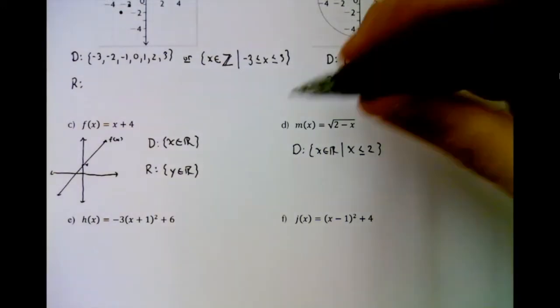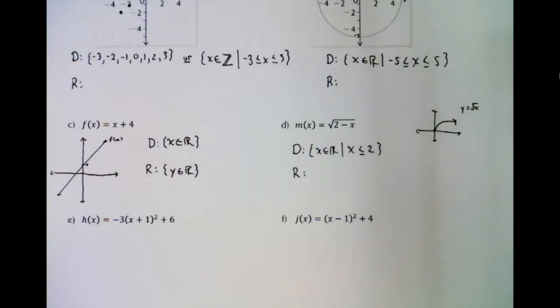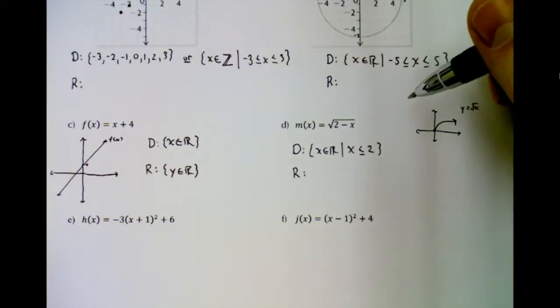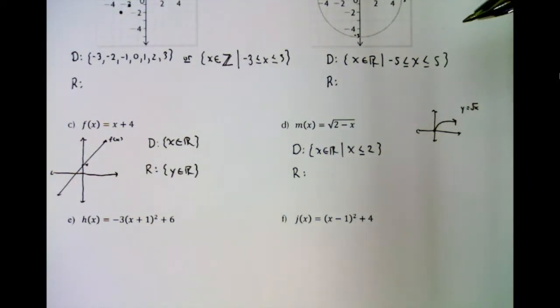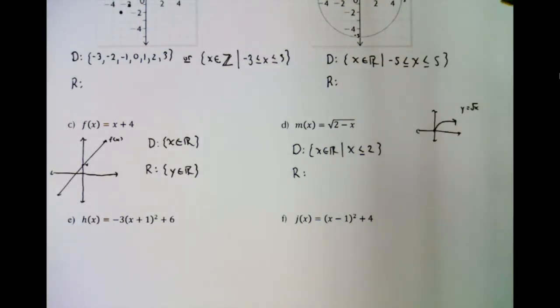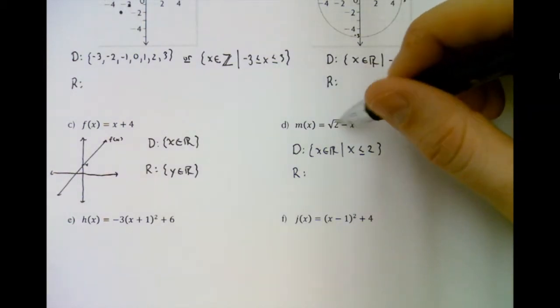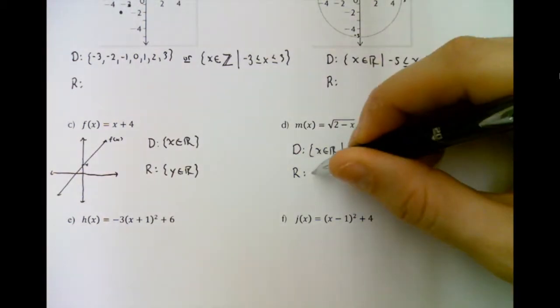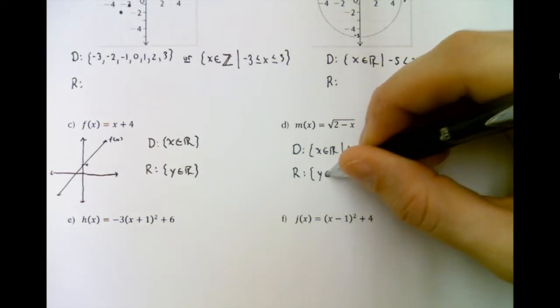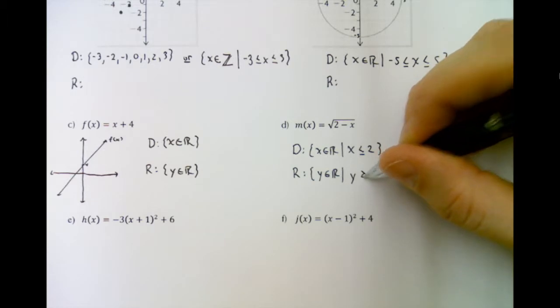For the range, you have to think about what answers you get after you square root a number. Can you get a negative answer when you square root a number? No, you can't. You can only get positives. Can you get 0 when you square root a number? Yes, you can. Because if you square rooted when you put in 2, 2 minus 2 is 0, square root of 0 is 0. So for the range, y belongs to real, but y has to be greater than or equal to 0.